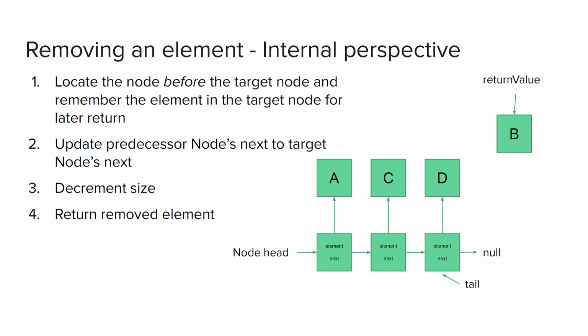In the event that the target element that we're removing is the head node, there is no predecessor node for the head node, so we need to treat that as a special case. We also need to account for the possibility that the node we're removing is the tail node, in which case the predecessor node becomes the new tail. And finally, we also need to account for the possibility that there is only one node in the list and we're removing both the head and the tail node.